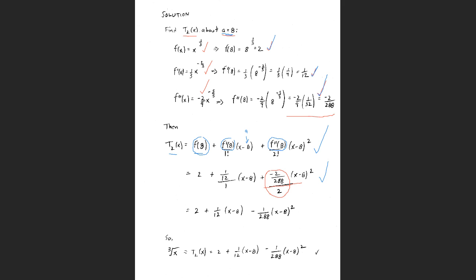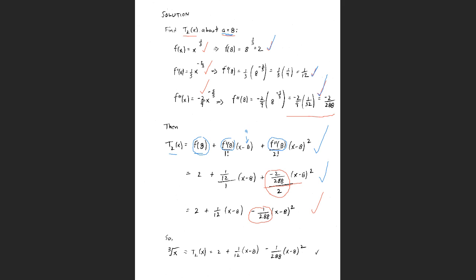Negative 2 over 288 divided by 2 is the same as negative 2 over 288 times the reciprocal, 1/2. That'll get you negative 1 over 288. So this is now my Taylor polynomial. Here it is.